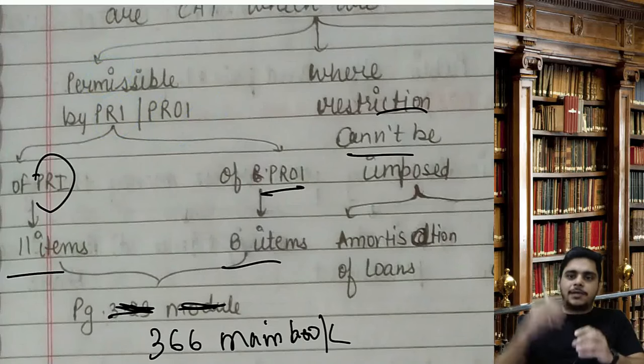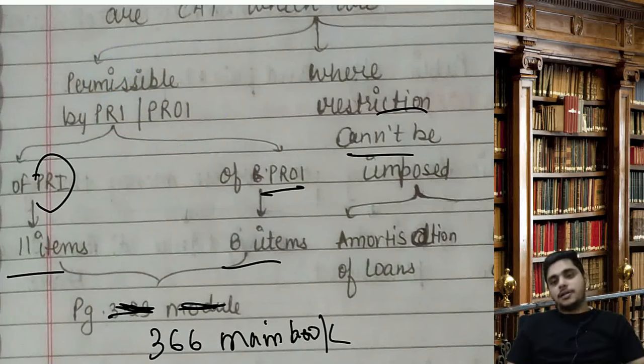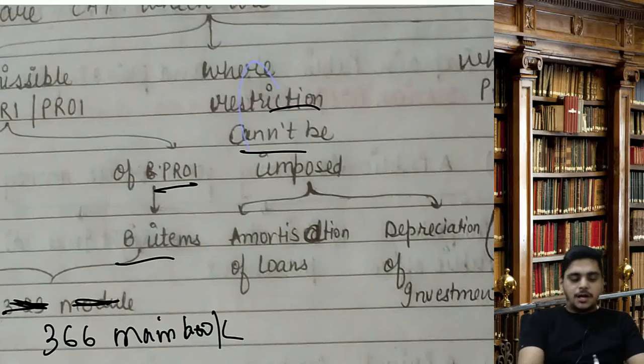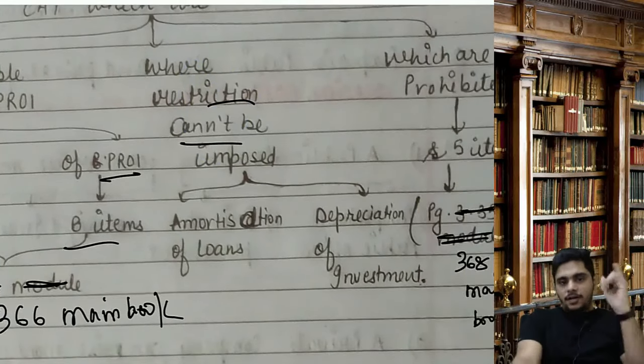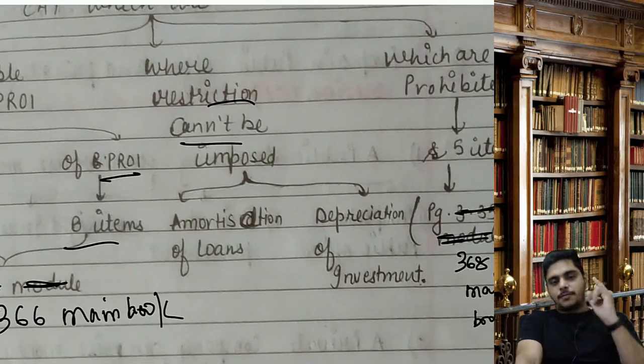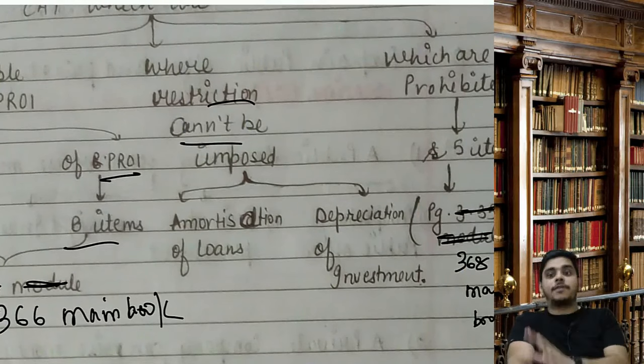Always remember, asset or liability in India, person will be outside India. Asset or liability outside India, person will be in India. That is the permitted list. Okay, that is RTP, where restrictions can't be imposed. RBI can't impose restriction on amortization of loan and depreciation of direct investment. RBI cannot impose any restriction there. Okay, it is freely permitted.